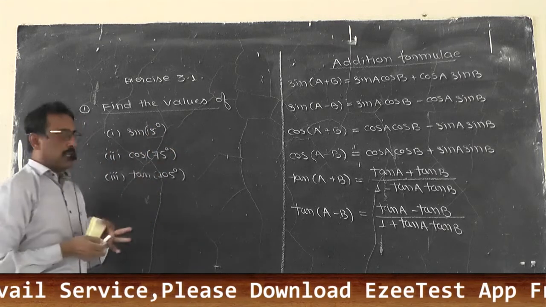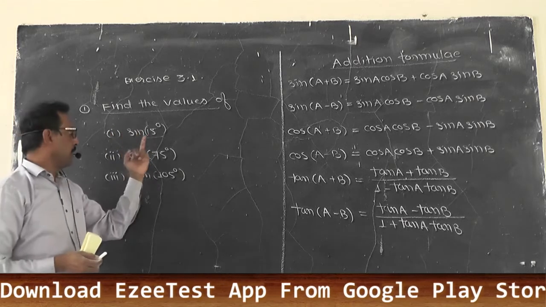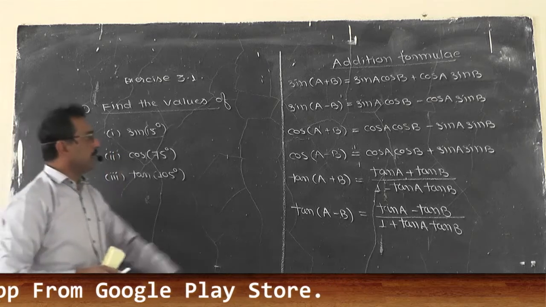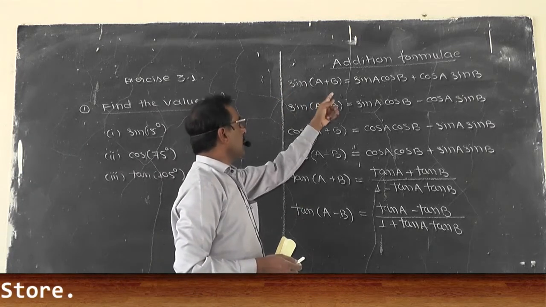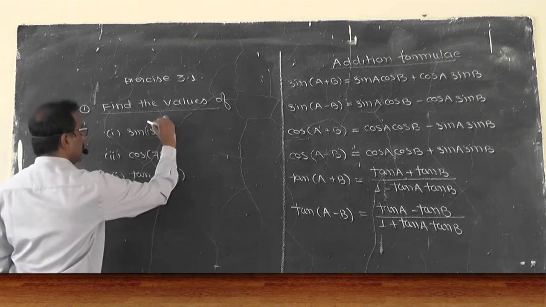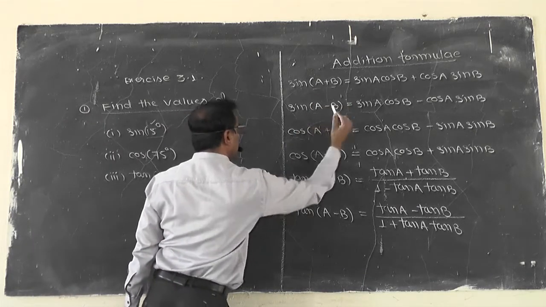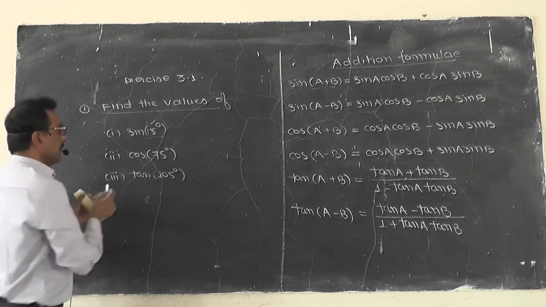The basic duty is that if the angle is 15 degree, it should be written in compound angle form, which means it is written in the fashion a plus b or a minus b. These formulae are used when the angle is a compound angle, so it is a prime duty to transform this 15 degree either into the fashion of a plus b or a minus b. I think we will split this 15 degree in this fashion.